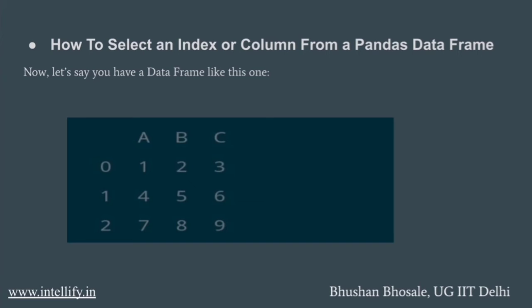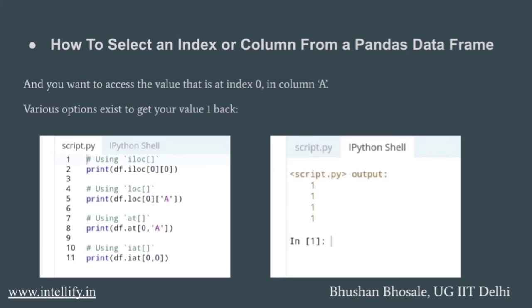If you aren't convinced, consider the following. In R, you use the bracket, comma notation to access the data frame's values. Now let us say you have a data frame like this one, and you want to access the value that is at index 0 in column A. Various options exist to get your value 1 back. The most important ones to remember are, without a doubt, .loc and .iloc. The subtle difference between these two will be discussed in the next sections.